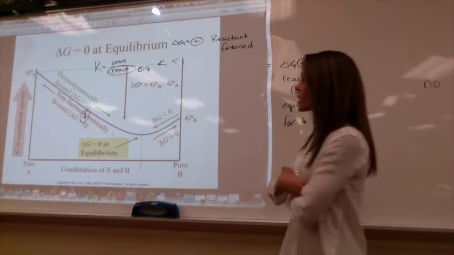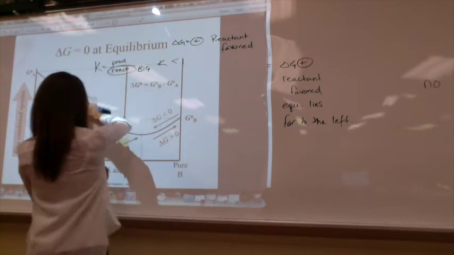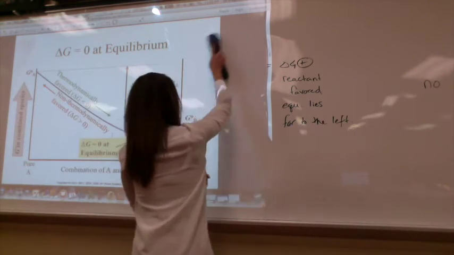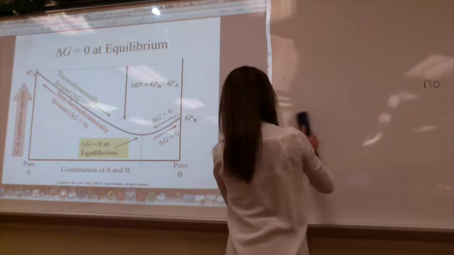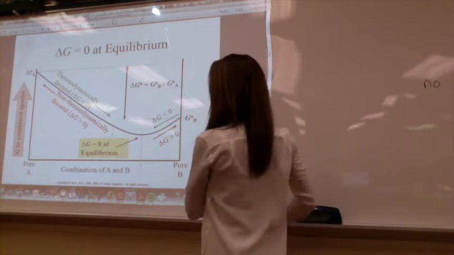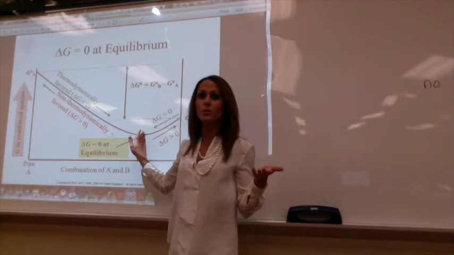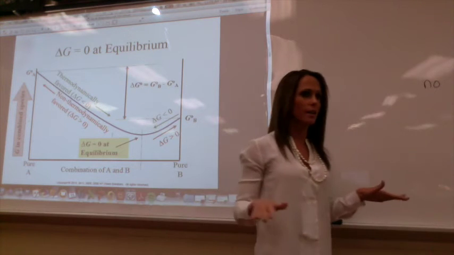So what I'm showing you here is that at equilibrium, delta G is always going to be equal to 0, because you just used it all up. You used all of your available energy to do work, and then there's no more energy available to do work, so the reaction stops at equilibrium.